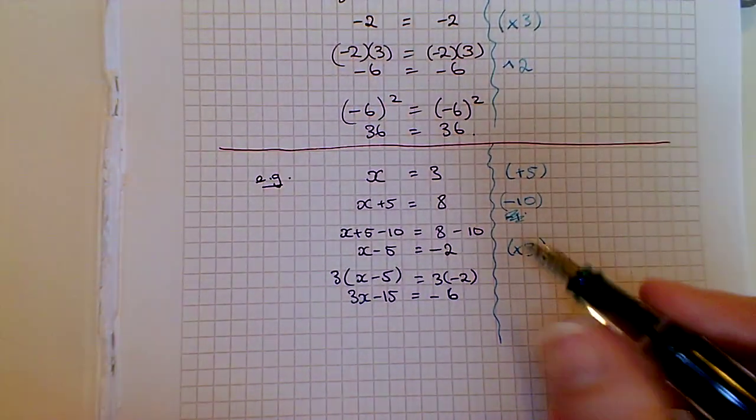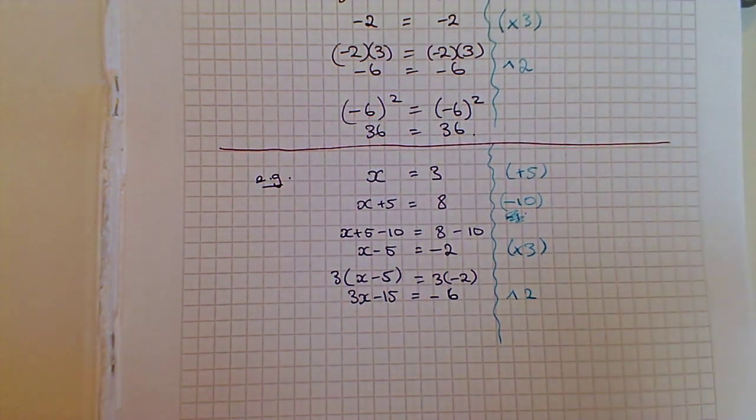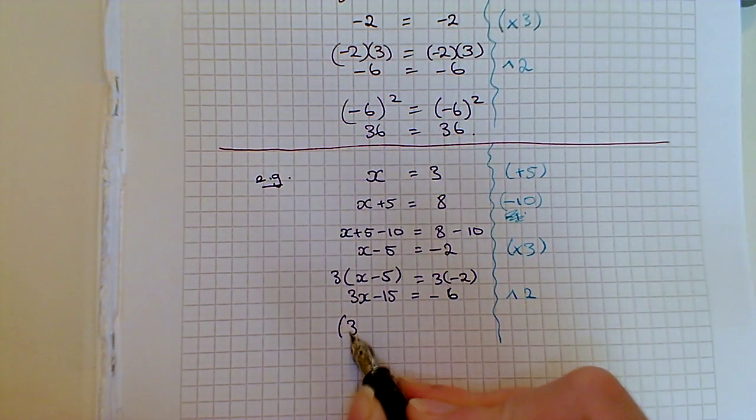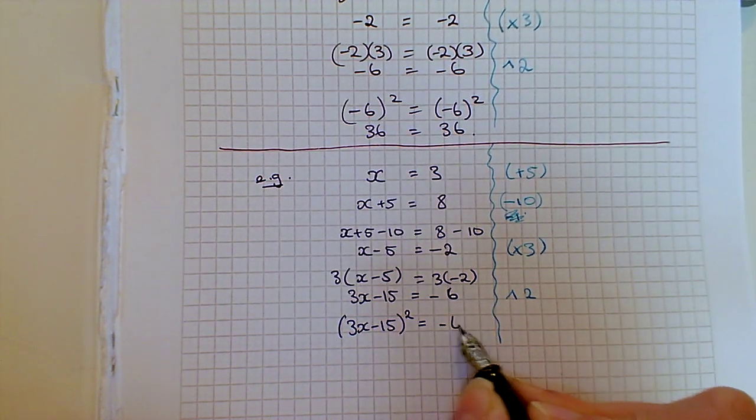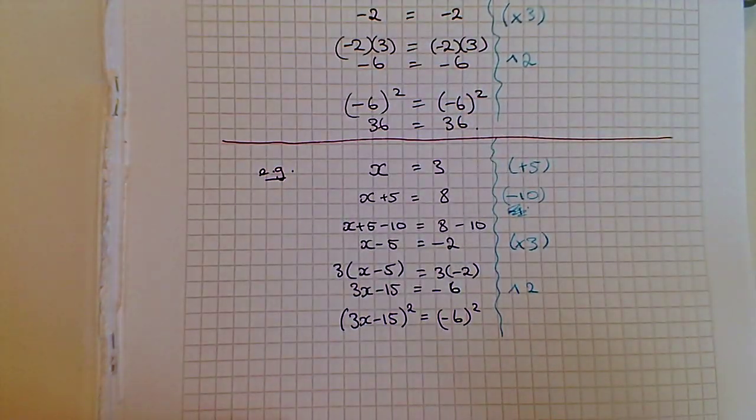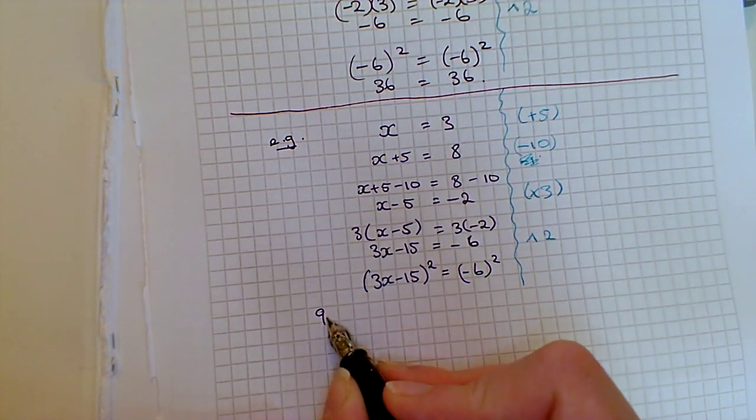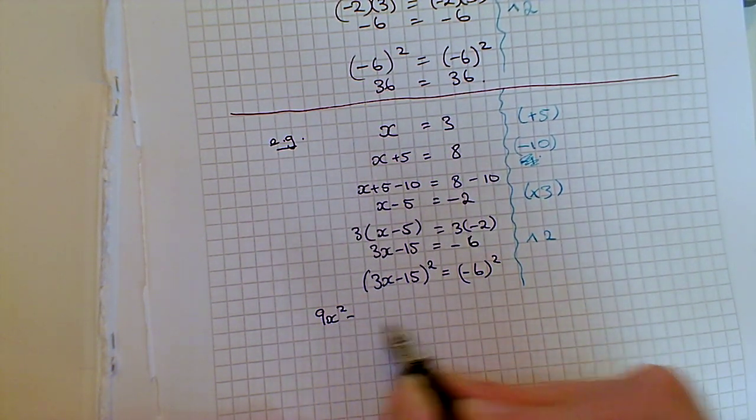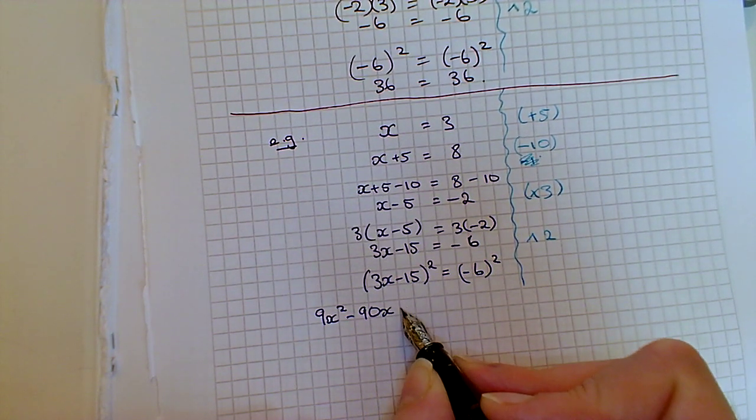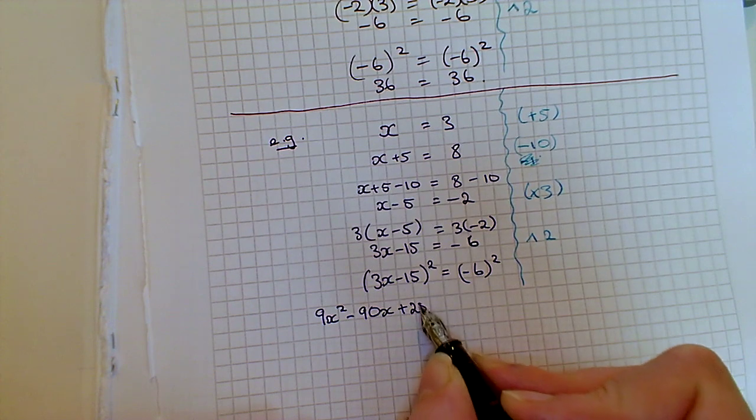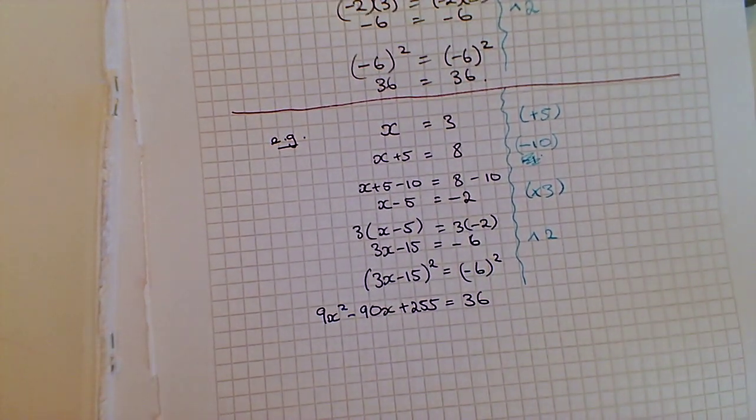Raise it to a power of 2, and I can say that 3x minus 15 to a power of 2 is equal to minus 6 to a power of 2. Now I'll do the multiplication out here, but don't worry too much about it for the moment. This would be 9x squared minus 90x plus 255 is equal to 36. That's what we end up with.